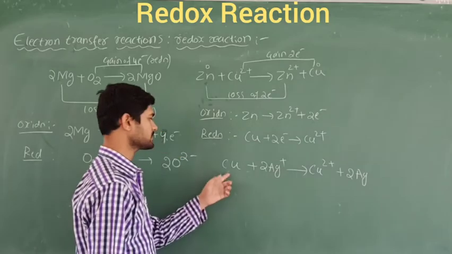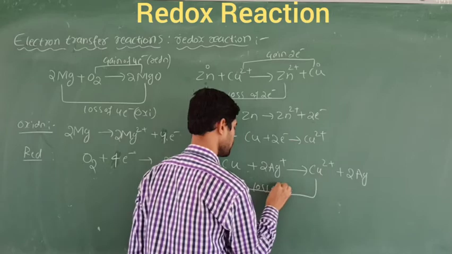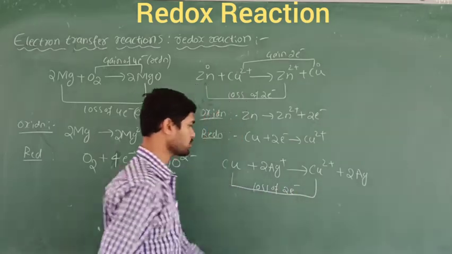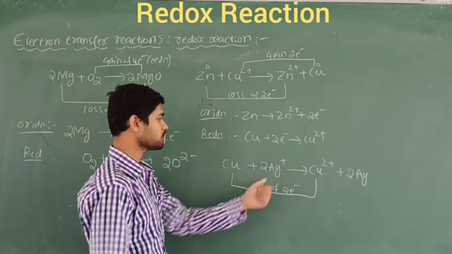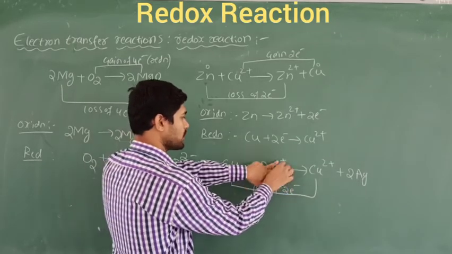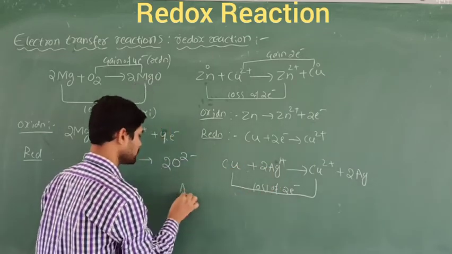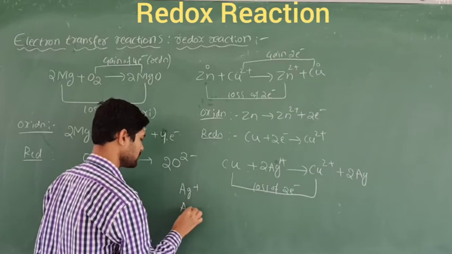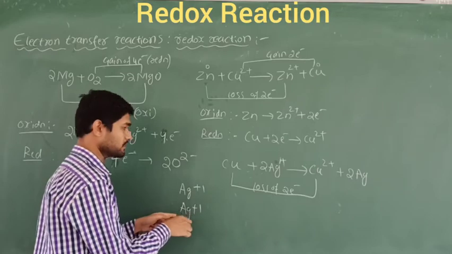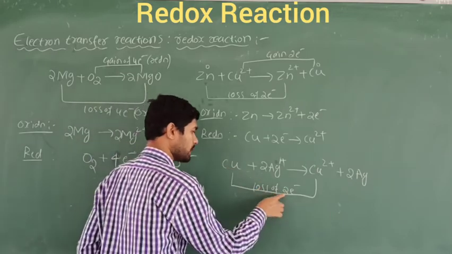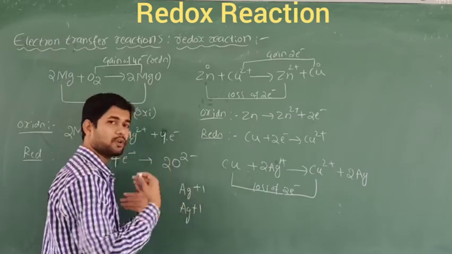What happens here? In this case, copper loses 2 electrons. Loss of 2 electrons is called oxidation, and Ag means silver. You should not look at the valency alone, you should also see the coefficient here. So how am I going to write 2Ag? Ag+ and Ag+. The valency is plus 1 plus 1, so the total is 2Ag+, right? So when copper loses these 2 electrons, simultaneously the 2 silver atoms obtain the 2 electrons from this.